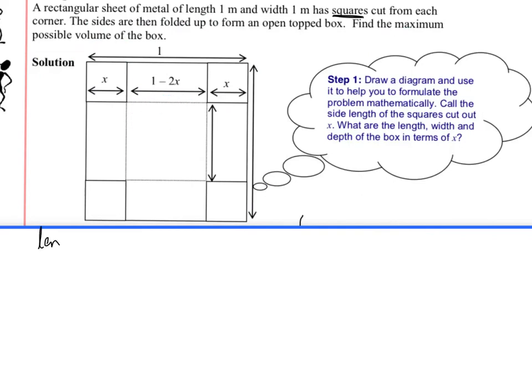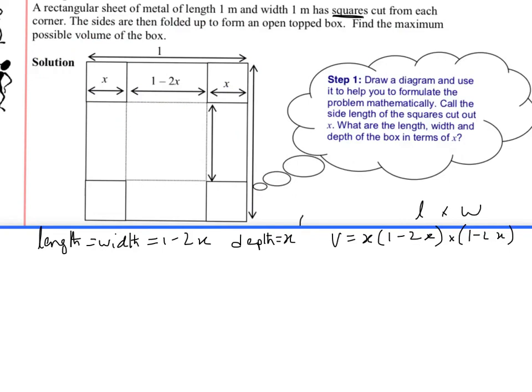So we can write down the length equals the width, and this equals 1 minus 2x. We also know that the depth equals x, and so the volume equals x times (1 minus 2x), and in fact it's x times (1 minus 2x) times (1 minus 2x). The reason we've got that is length times width times depth will give us the total volume. So we've got an expression for the volume.